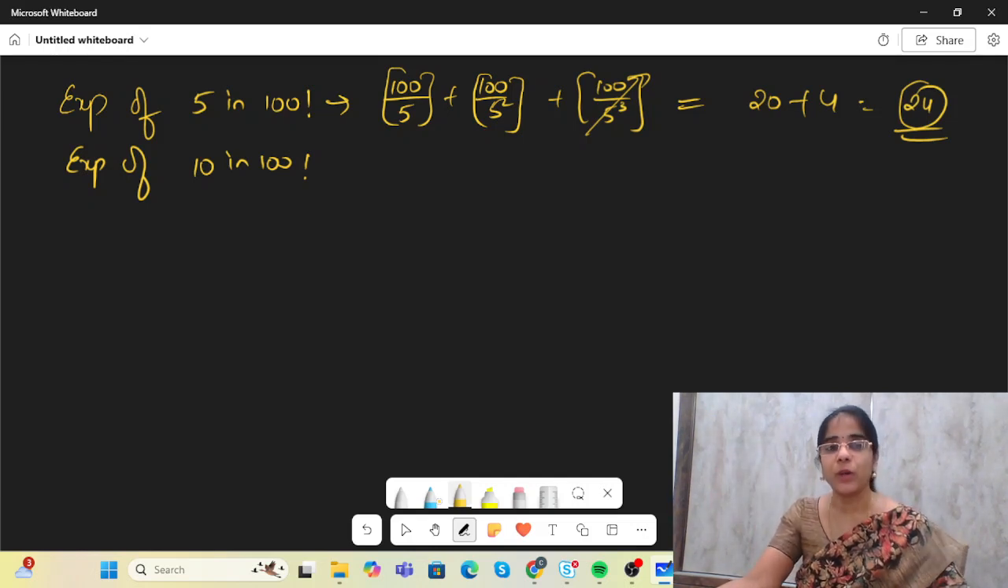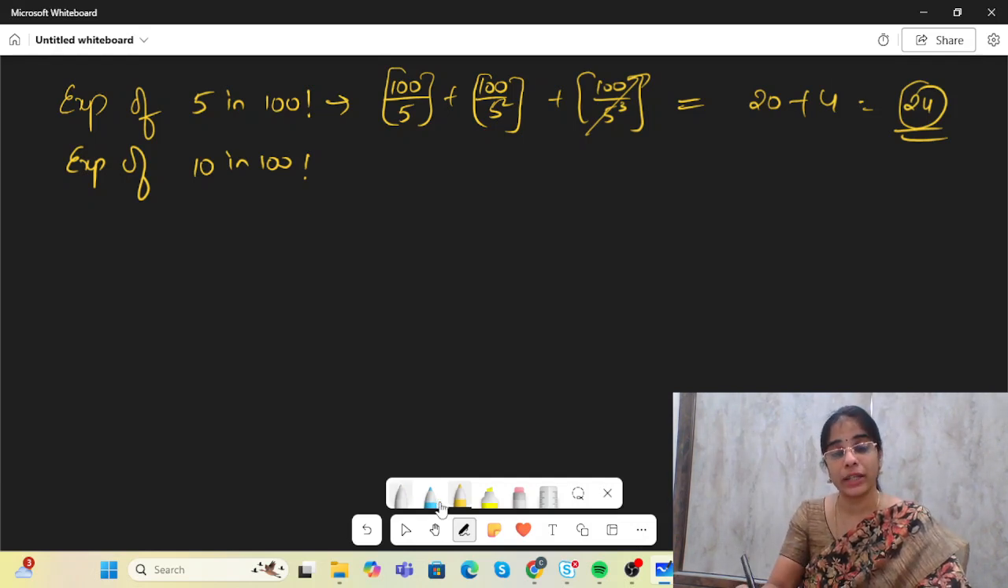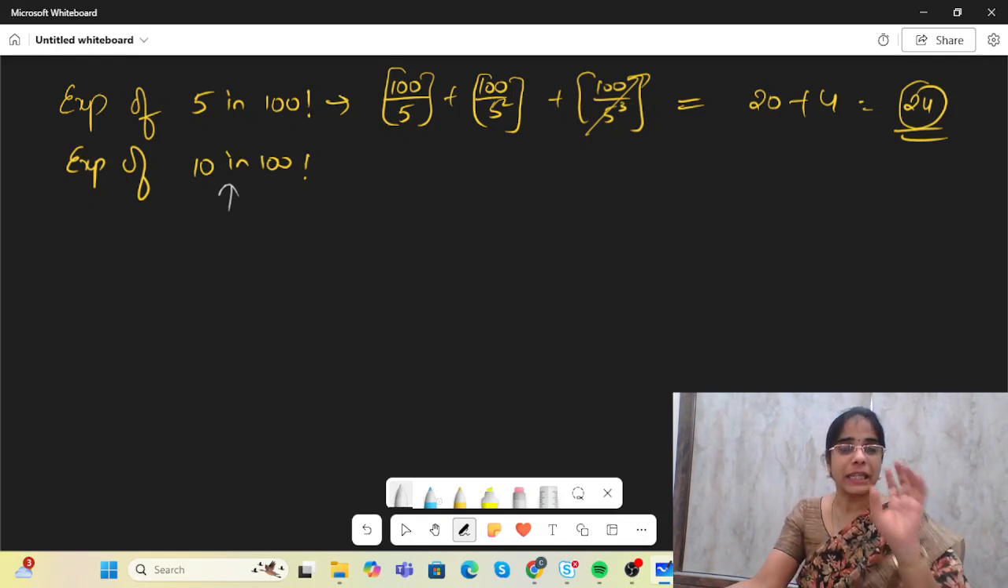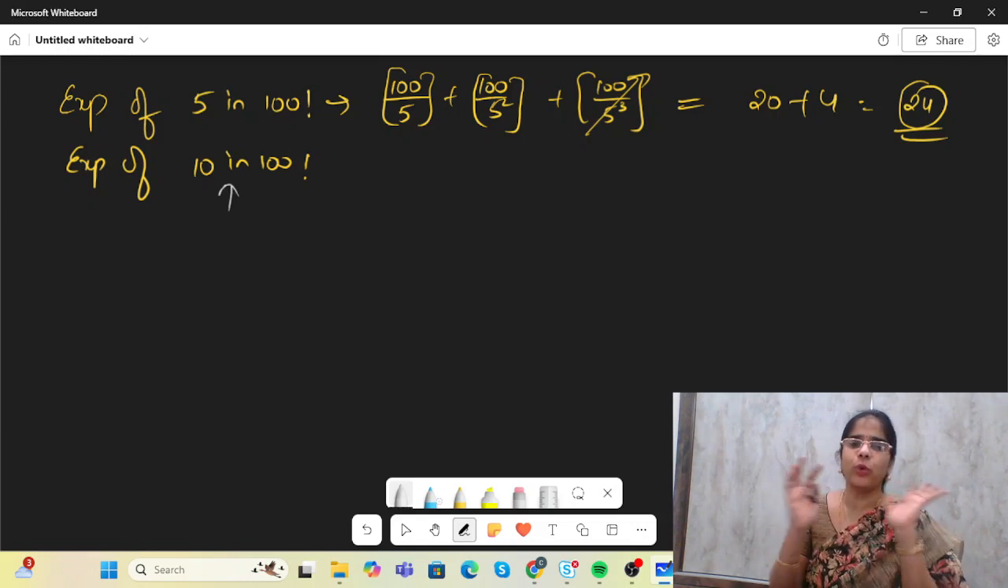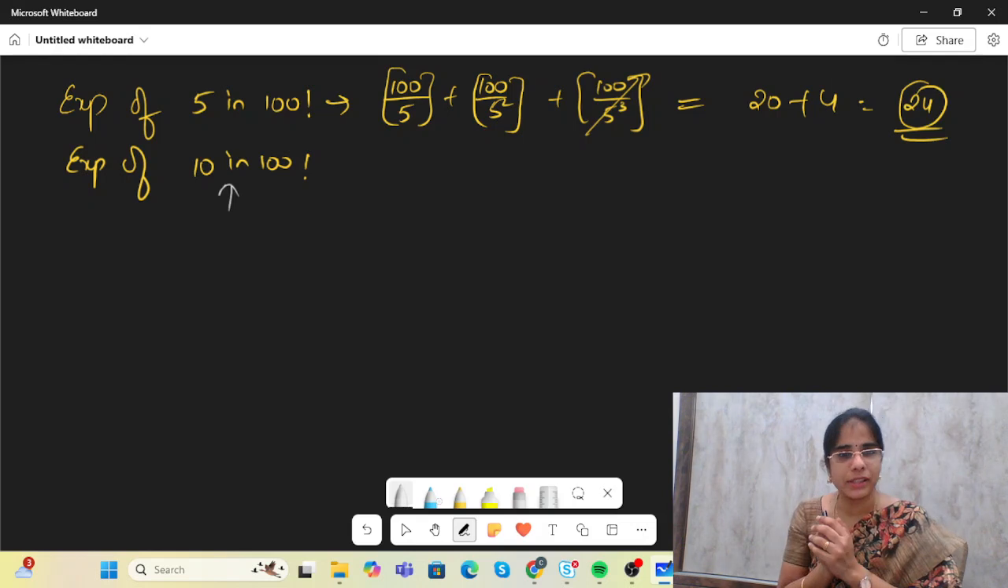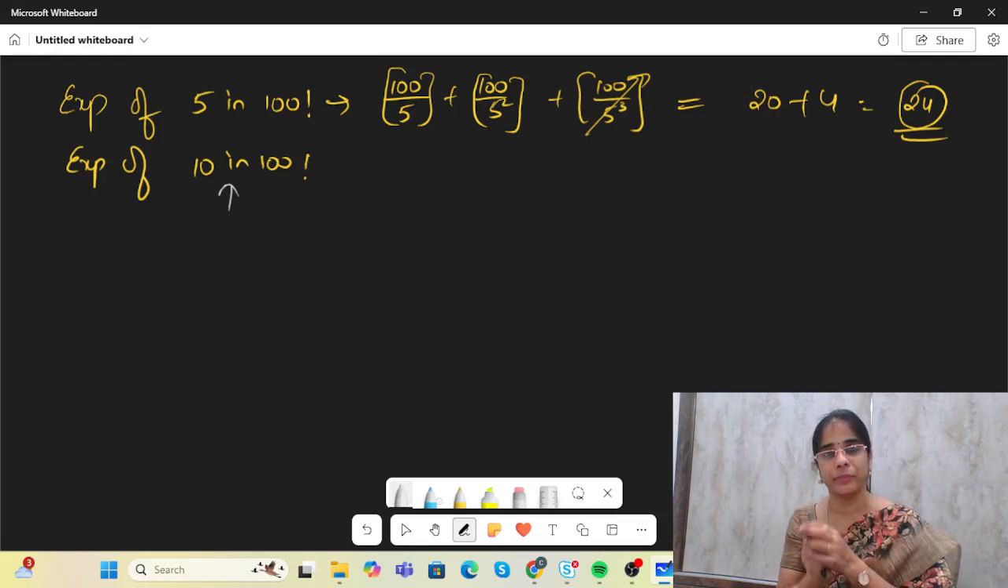Right. Now tell me, exponent of 10 in 100 factorial, also I will say that I will be getting 24 only. Exponent of 10 also I will be getting 24 only. Why? What is the reason? 10 is a combination of 2 and 5, right? So you'll have so many 2's but limited 5's, isn't it? So how many ever 5's are there? That is most important because 2 into 5 should bring my 10 there, right?